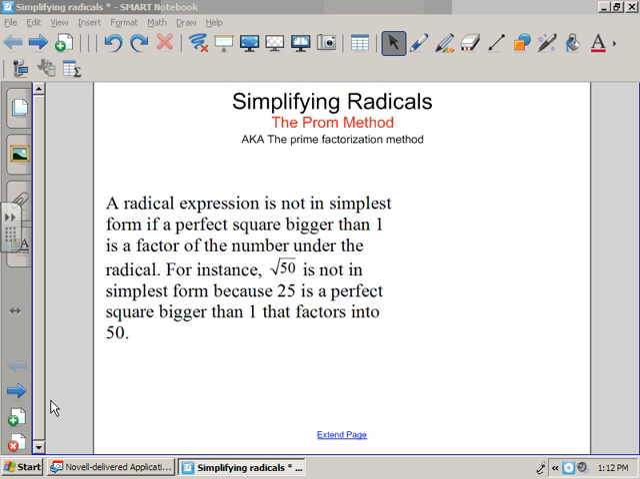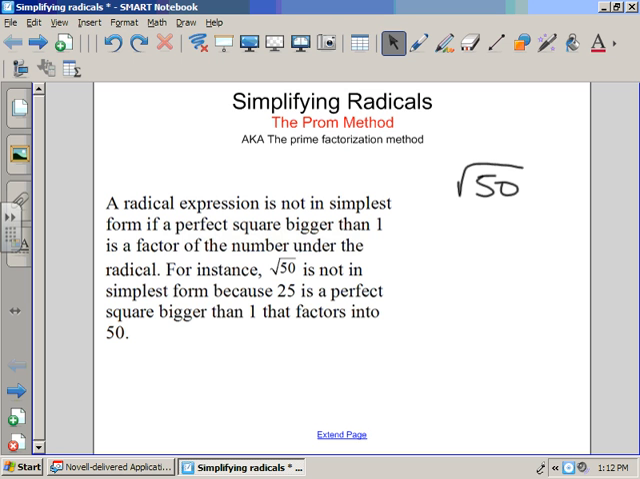I'll give you the algorithm that I use, and then I'll explain why it works, and I'll show you why it might sometimes be necessary to simplify radicals. The first thing I want to know, though, is what does it mean that a radical is not in simplest form? You can read what's on the left, so let me just start with the square root of 50.